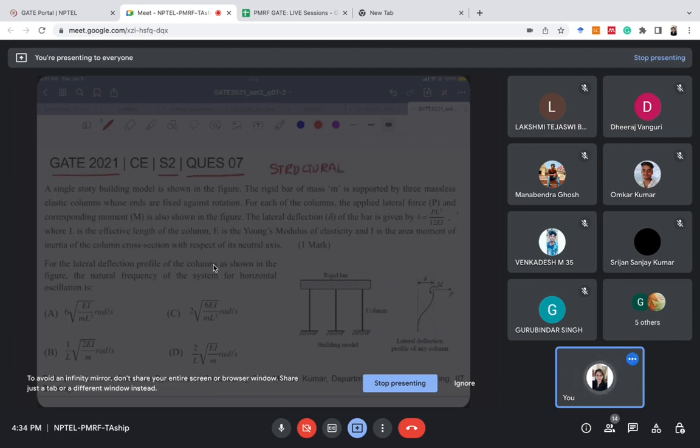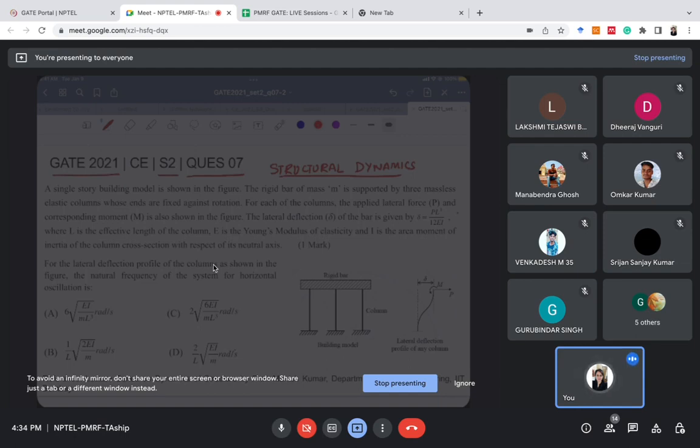Before starting the problem, I want to ask how many of you have studied structural dynamics? I'm not going to ask you any formula. I just want to know, because in many colleges they don't teach structural dynamics, or they teach it in the last semester till the GATE is over. Okay, just wanted to ask.